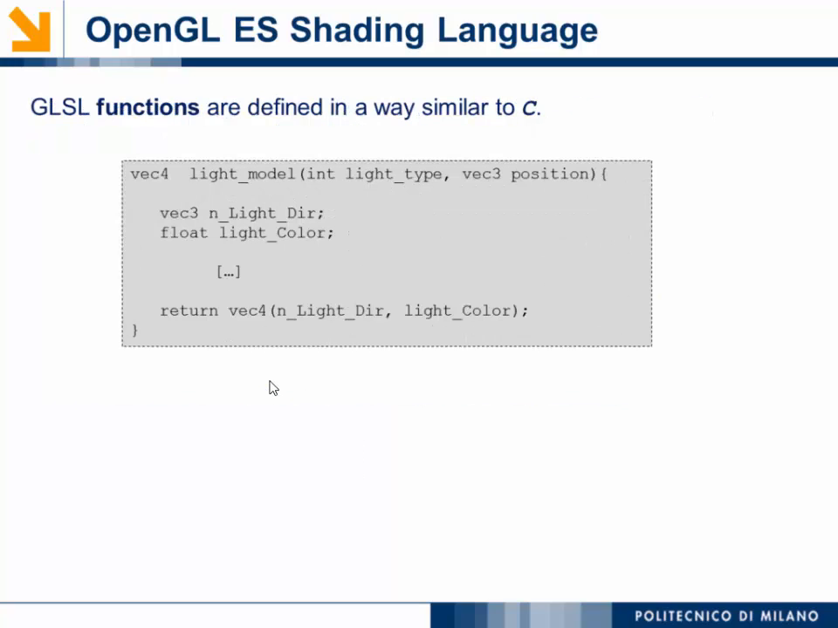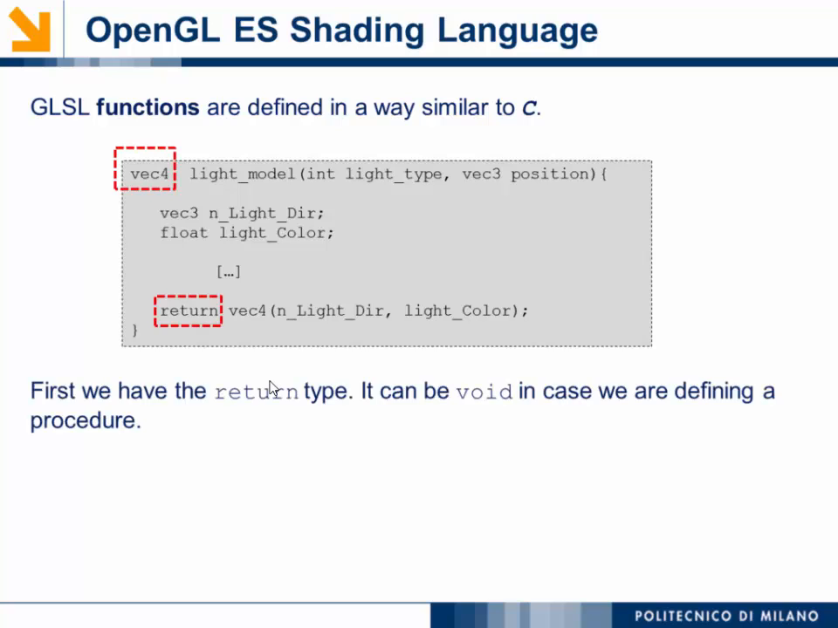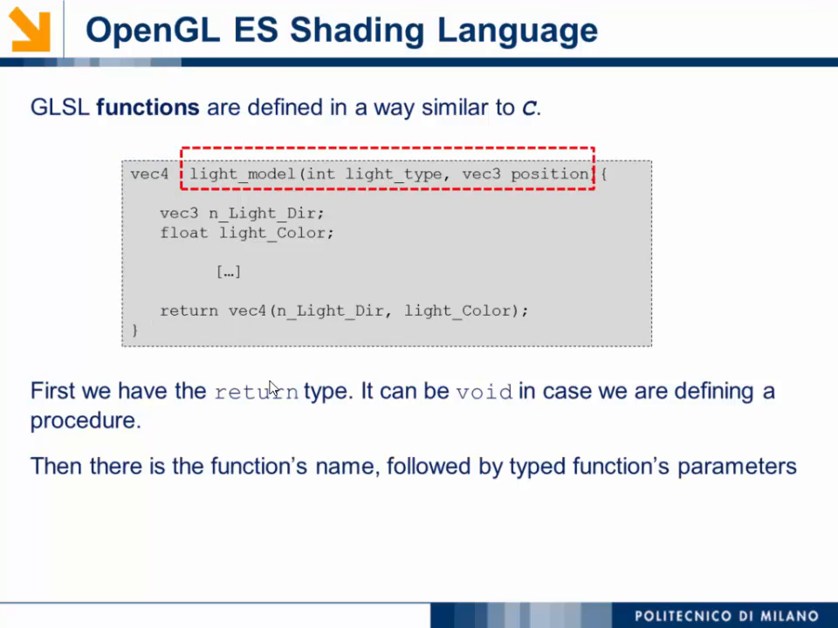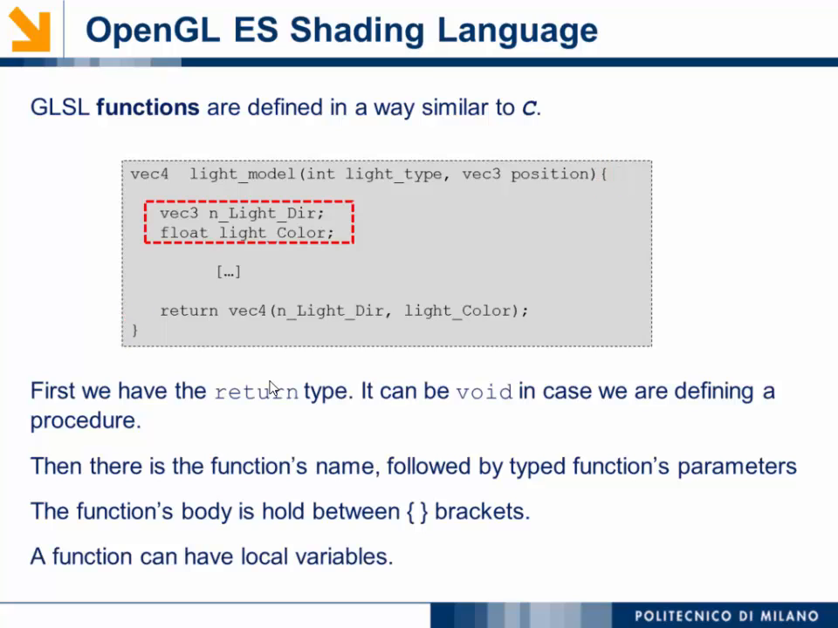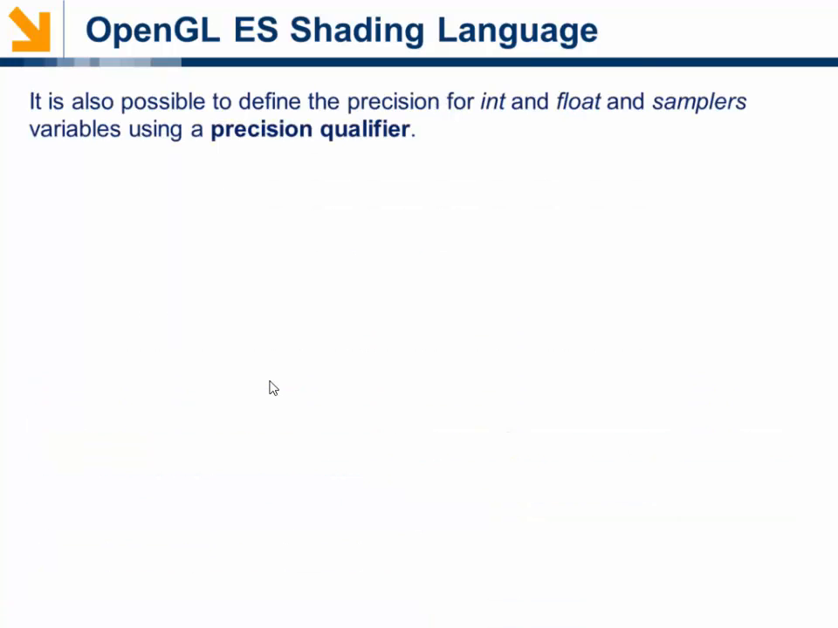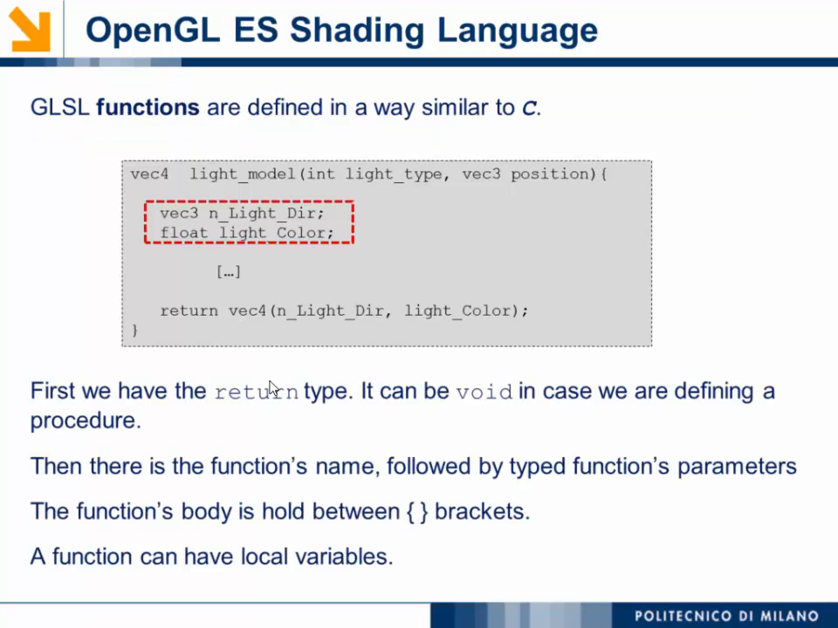Okay, functions. Functions are defined in a way very similar to C. You have just a return type specified at the very beginning. Of course, it can be void if we have no return statement, just a procedure. Then there is the name followed by the parameters, and of course everything between brackets. You can have local variables, which of course exist only inside the function. And that's pretty much it for functions.